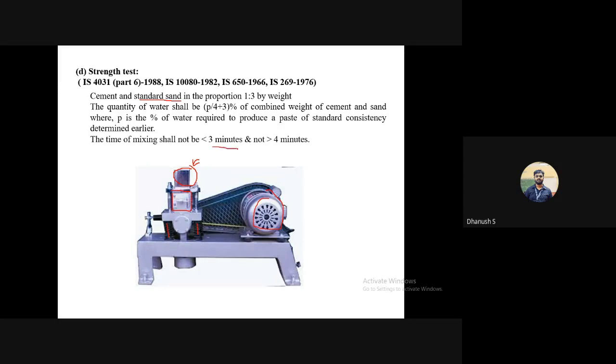So 3 minutes for mixing, 2 minutes for placing. The entire process should get over within 5 minutes. So once you've poured this mortar into it and the cube is compacted, take it out, place the cube aside for 1 day. After 1 day you can demold it. Once you demold it, it would have set.